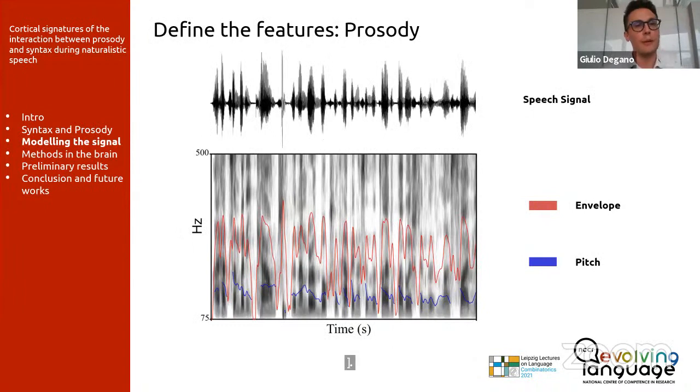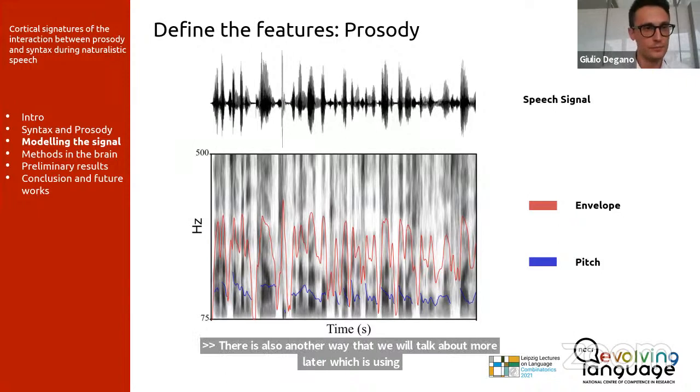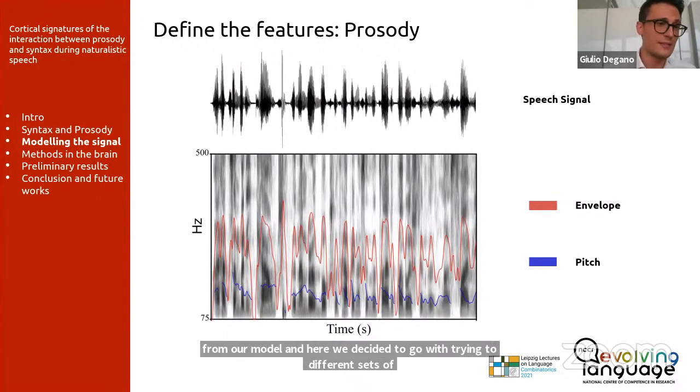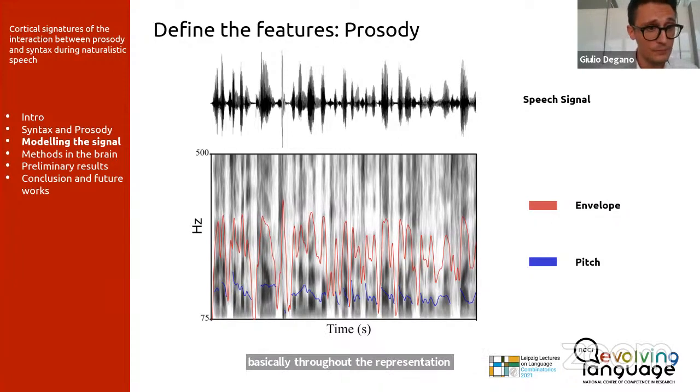So I will first talk about how we define our features in our experiment. Here we start with prosody. As I said before, it is way easier to extract this type of information from our speech signal. And here we decided to go with 2 different sets of features. One is envelope, the other one is speech. The first one is basically a representation of the fluctuation in intensity of the speech signal over time, whereas speech reflects instead the fluctuation of the spectral information of our speech signal. Both of these features are very easy to extract with a simple spectral temporal analysis of our speech signal.